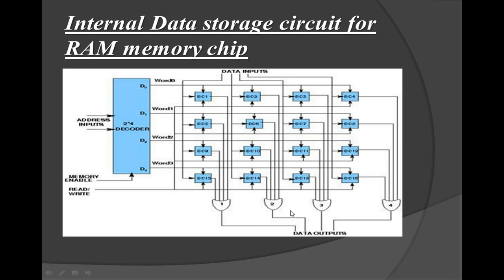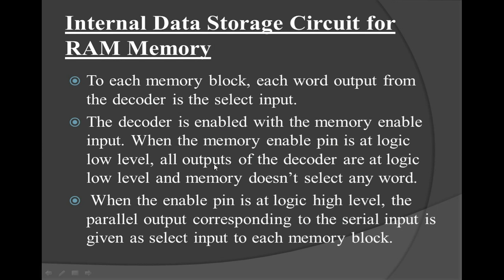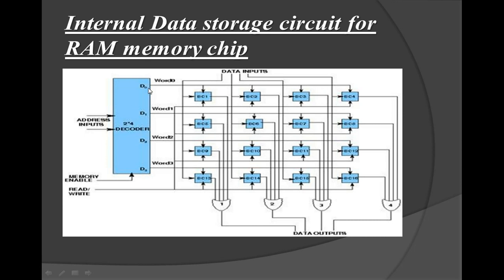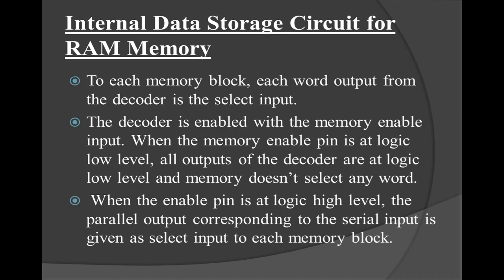All the blocks are connected to the gates, and each output is taken as the data output. Each memory block consists of a word output given from the decoder. The decoder is given the words 0, 1, 2, 3 accordingly, and we select one. The decoder is enabled with the memory enable input. When it is not enabled, all the outputs of the decoder go to logic low, and the memory does not select any word.